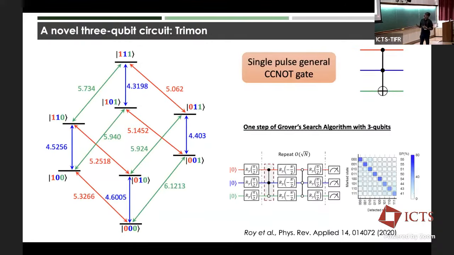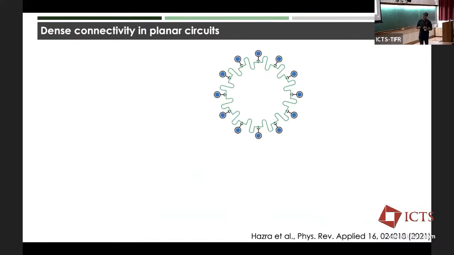The other thing I want to tell you about was our work on coming up with a circuit which allows qubits which are non-nearest neighbor to actually talk to each other. So I talked about this connectivity as being an important thing if you want to do more complicated operations. And this is the idea we came up with.